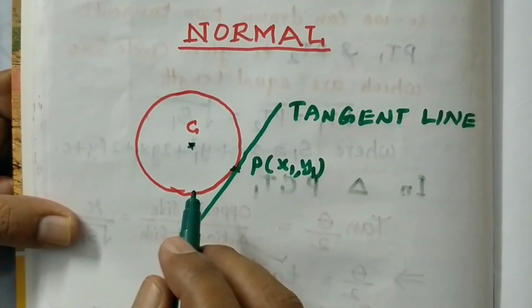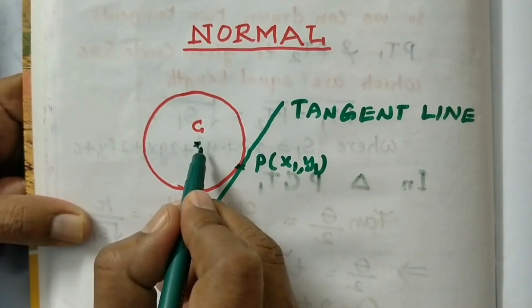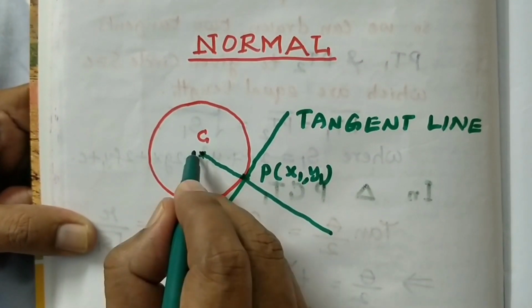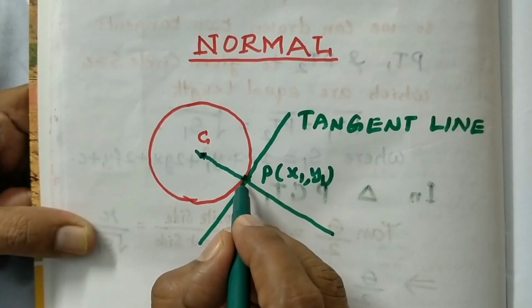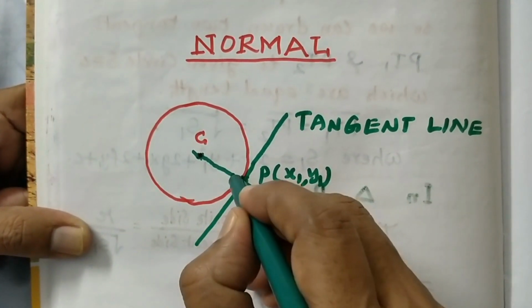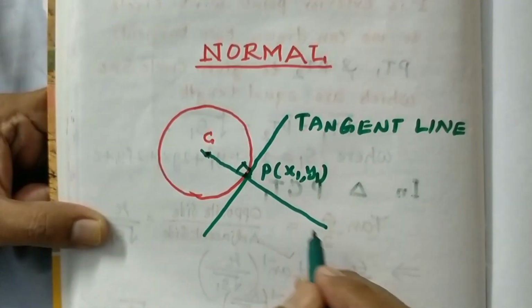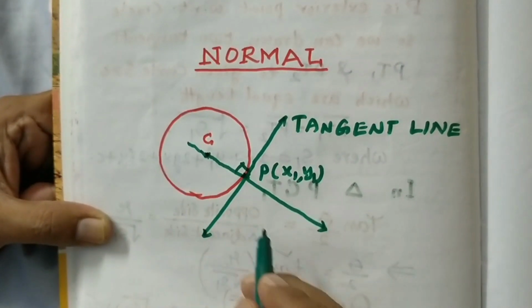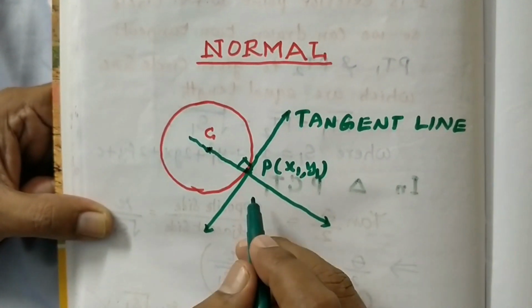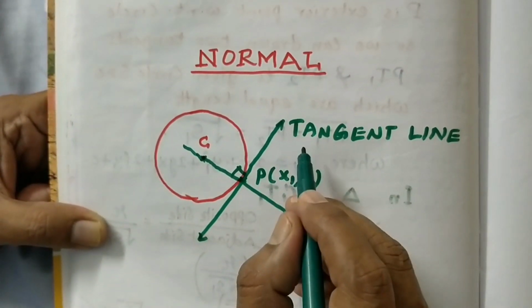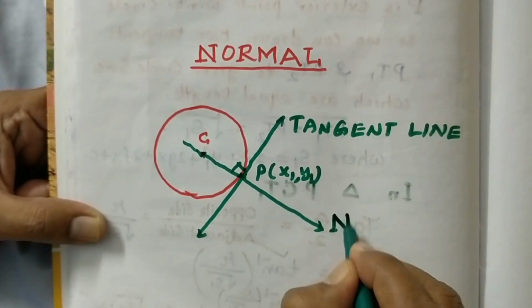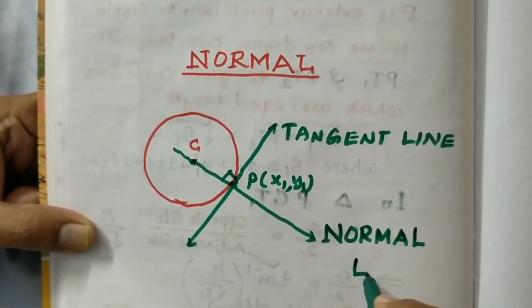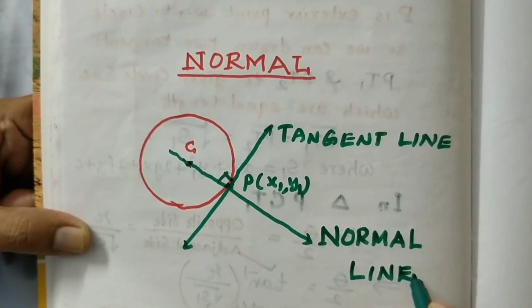Suppose I draw a line which passes through the center and the point of contact. This line is perpendicular to the tangent line, that you know. The line which passes through the center of the circle and the point of contact, which is perpendicular to the tangent line, is called the normal line. This normal line is always perpendicular to the tangent line.